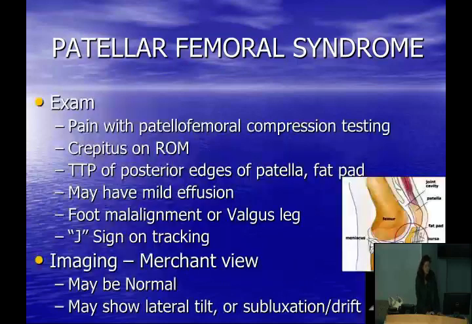So on exam, they usually have pain when you compress the kneecap into the femoral groove, so patellofemoral compression. When you go to bend their knee back and forth, I usually put my hand on top of their kneecap. You feel that nice snap, crackle, pop of crepitus. Some people have some impressive crepitus. They usually have tenderness on palpation of the posterior edges of the patella. So if you dig on the medial and lateral posterior edges, they don't like that, because that's where a lot of rubbing happens. They usually have a lot of tenderness of the fat pad.